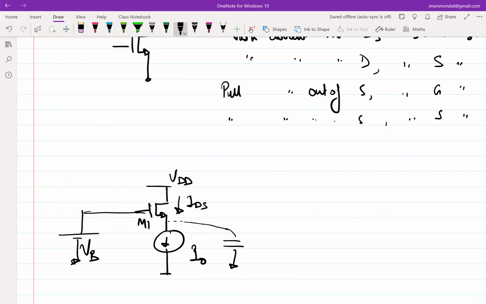So fine, if IDS is more than I0, the extra current will flow into this capacitor and this voltage will go up, right? So if IDS is more than I0, what is it telling us about M1? Is M1 stronger than necessary or weaker than necessary? Now IDS is higher than I naught, and I want IDS to be equal to I naught. If IDS is higher than I naught, then M1 is stronger than necessary, right? M1 is pushing more current than I naught.